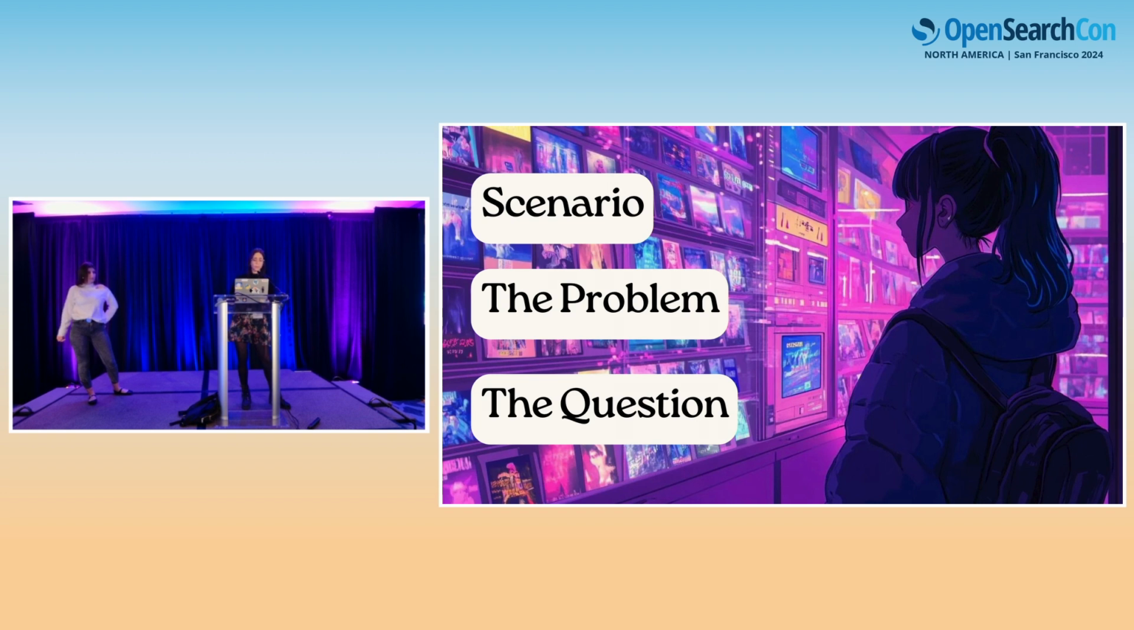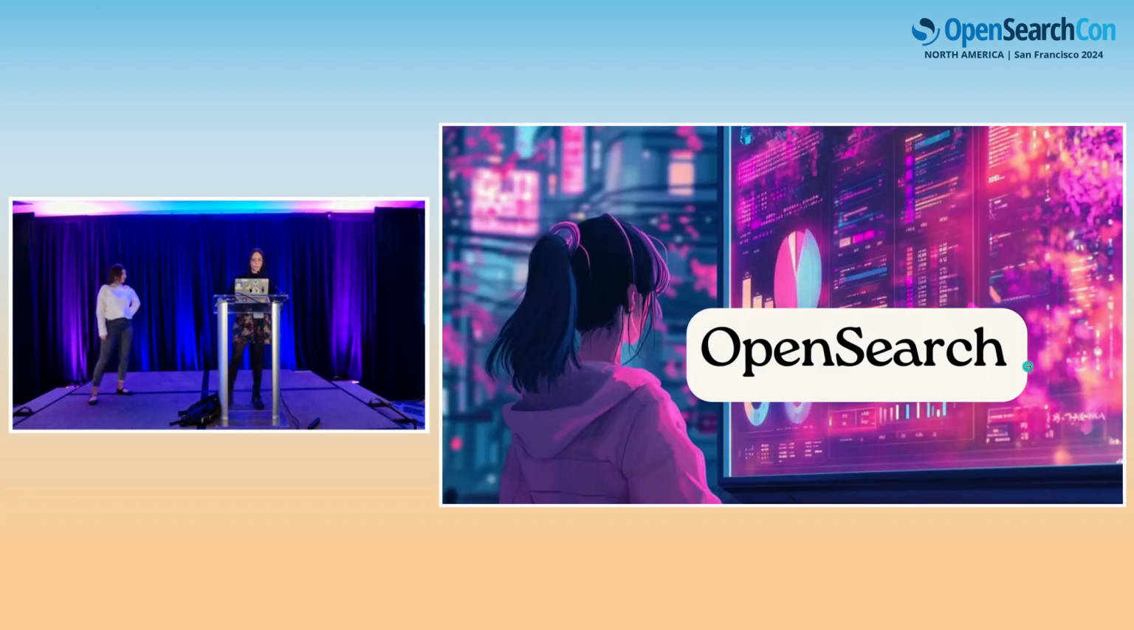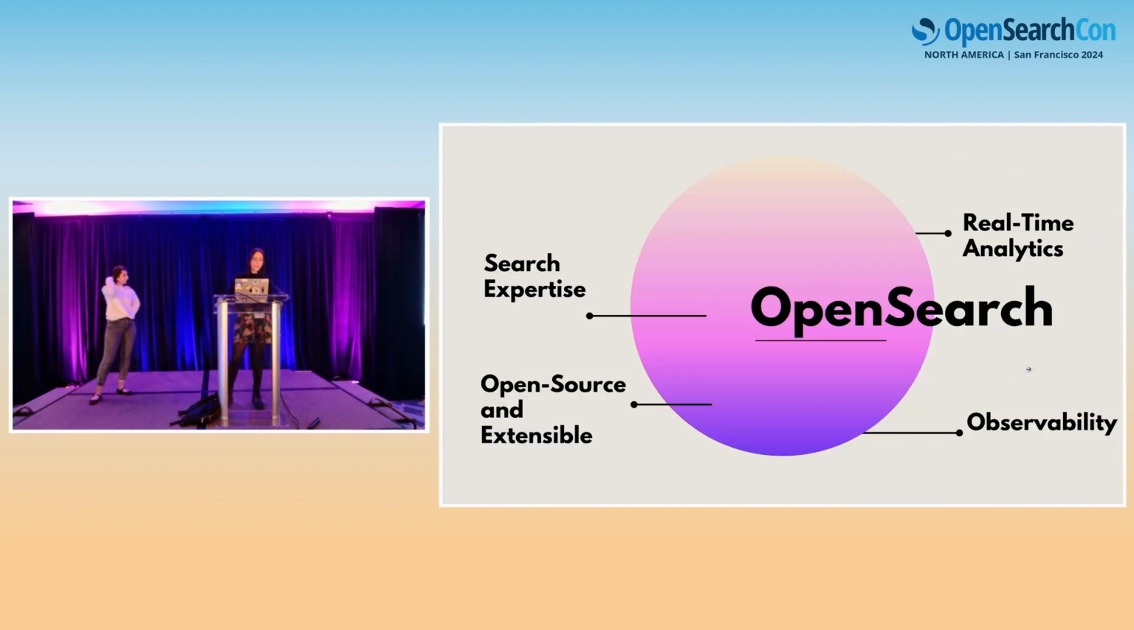But what can you do? You can use OpenSearch and Amazon Personalize. Let's talk first about OpenSearch. Some of the features of OpenSearch is that OpenSearch is very good at searching. It's a search expertise.